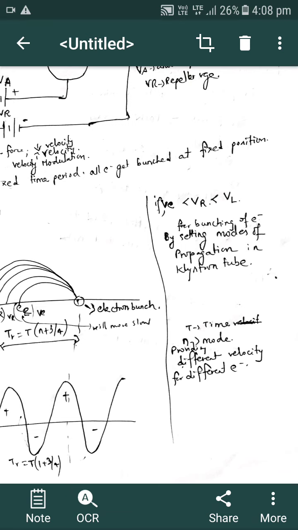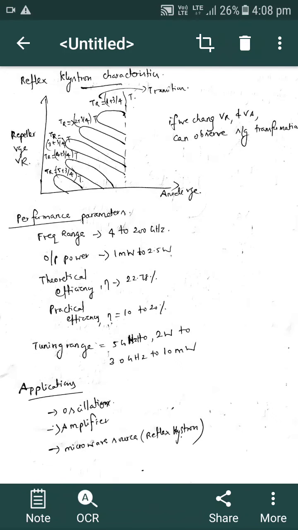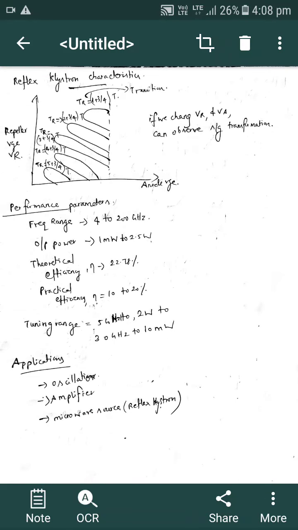While providing different velocity for different electrons, there will be a bunch of electrons at one fixed position for the generation of the RF output. Here, TR of 1 plus 3 by 4, TR of 2 plus 3 by 4, and so on, these are the mode numbers 1, 2, 3, 4. This is the representation between anode voltage and repeller voltage. If we change VR and VA, that is the repeller voltage and anode voltage, we can observe the signal transformation.